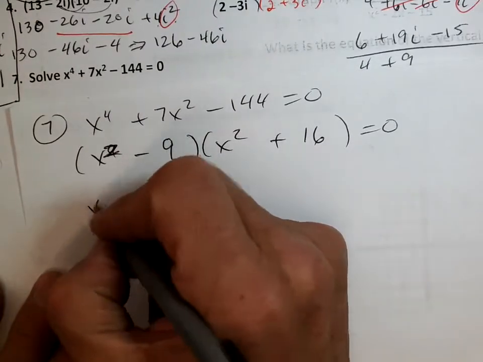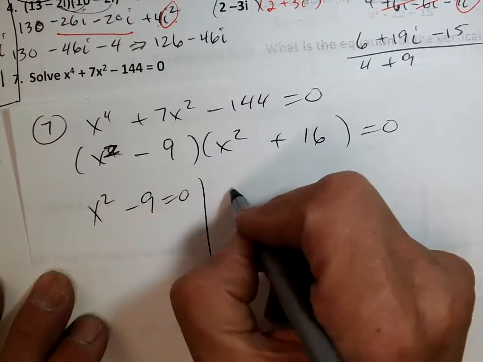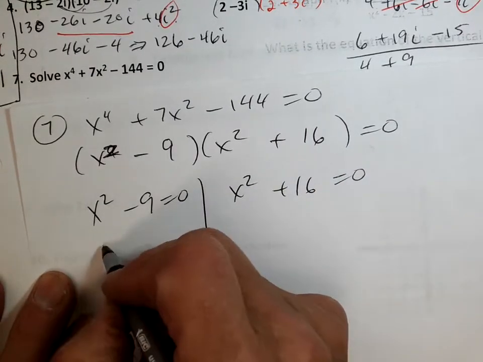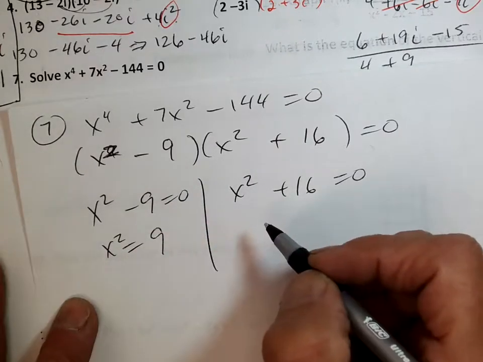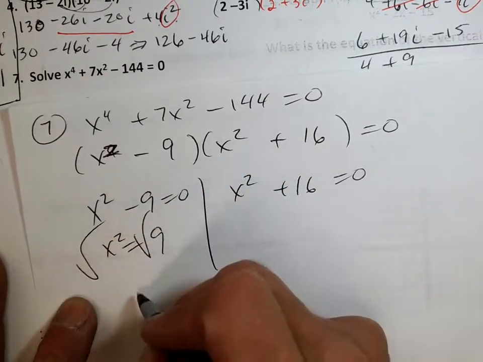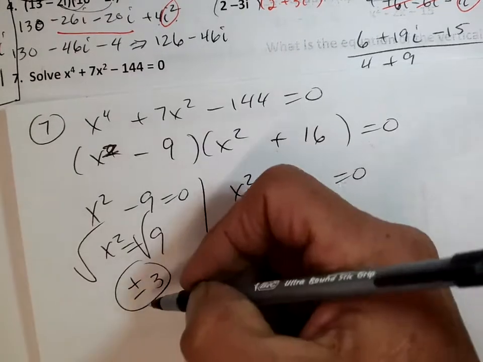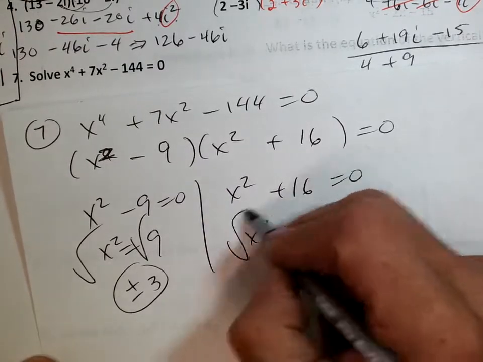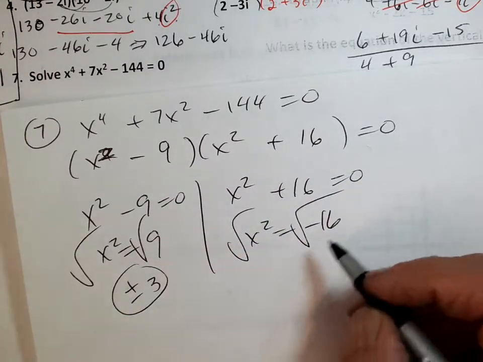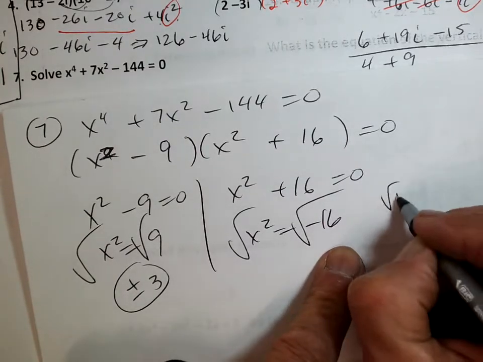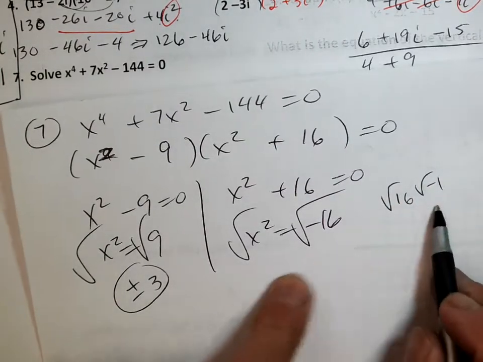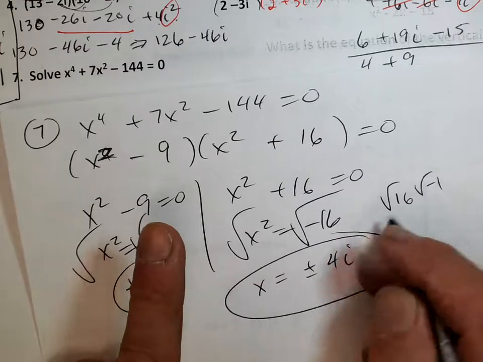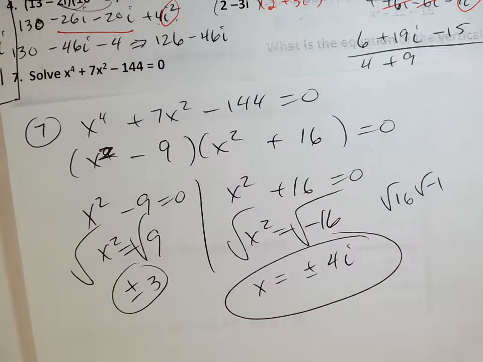Mini equations: x squared minus 9 equals 0, and x squared plus 16 equals 0, right? x squared equals 9. How many answers? 2. Yep, square root, I get plus or minus 3. There's my first two answers, right? x squared equals negative 16, how many answers? 2. And I'm going to get an i. And if you don't see the i, it's going to be the square root of 16 times the square root of negative 1, right? Which is x equals plus or minus 4i, right? But two answers is correct. There are two answers. It's 4i and negative 4i.